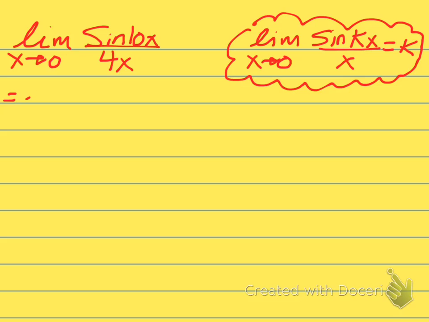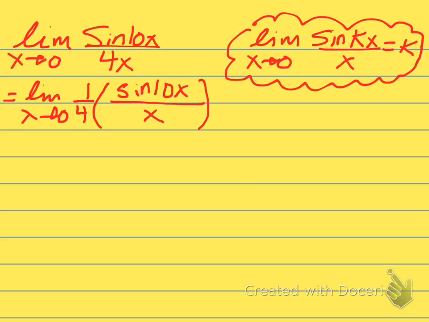So I have the limit as x approaches 0, and instead of writing 4x on the bottom, I'll write 1 over 4 times sine of 10x over x. So these are exactly the same thing. The first step and the last step are exactly the same thing. It's just that now this looks a little bit more like the limit I have over here to the side. So I can just write this limit here, sine 10x over x, as 10.